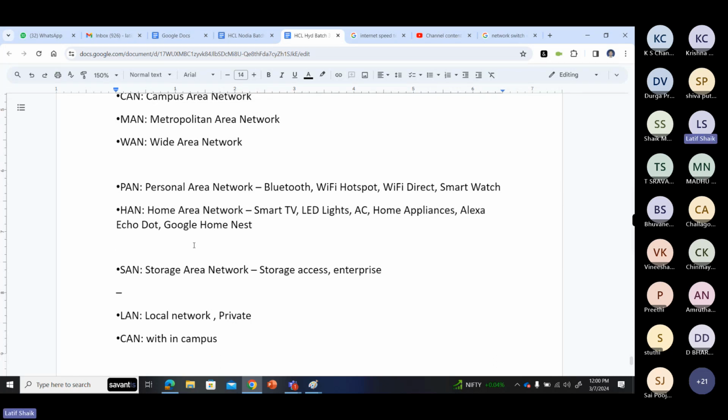It's not a LAN type, not a WAN type, not a campus area network, not a metropolitan area network. It's not like that. It's not connecting different devices. It's all about connecting storage servers and storage devices only. It's not exactly a type of network.